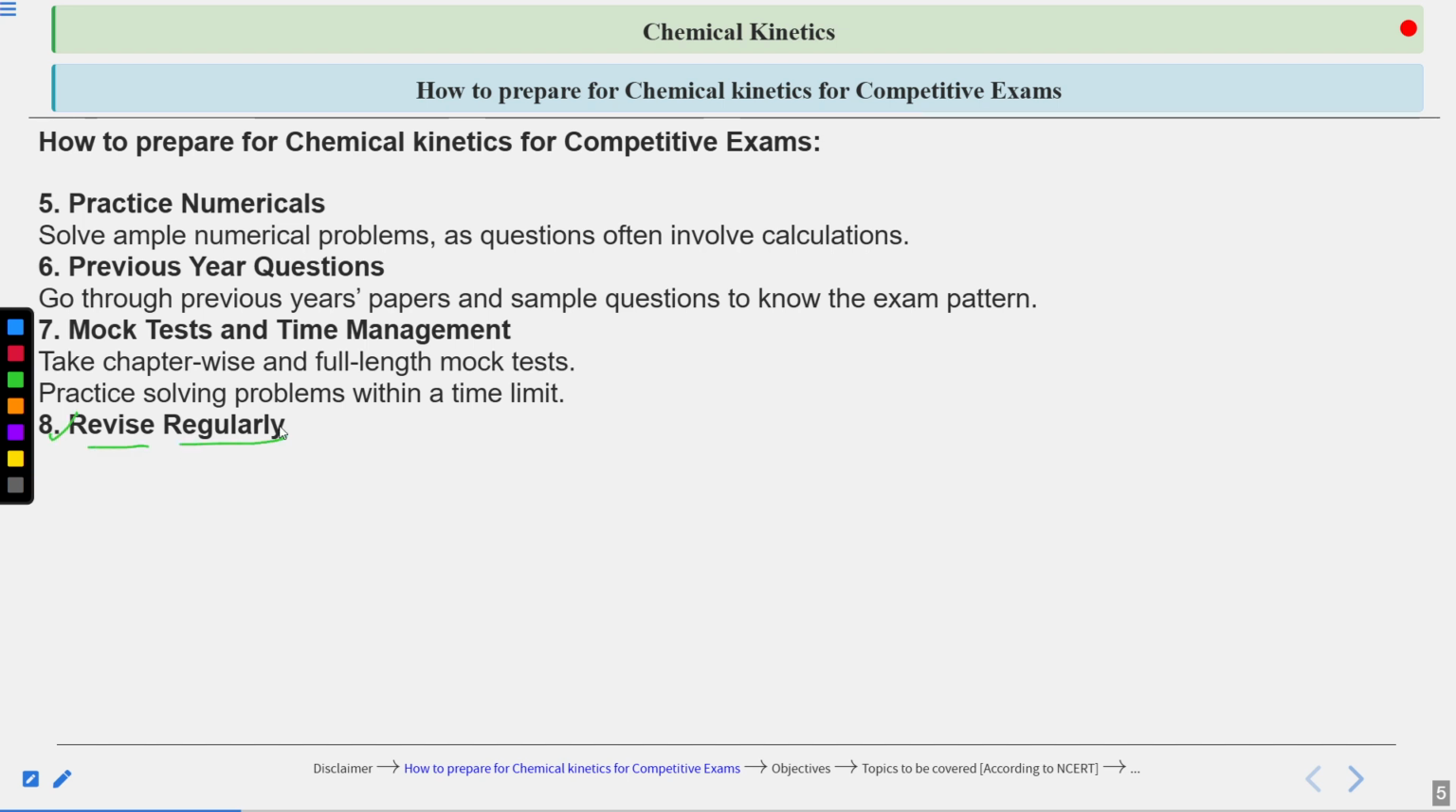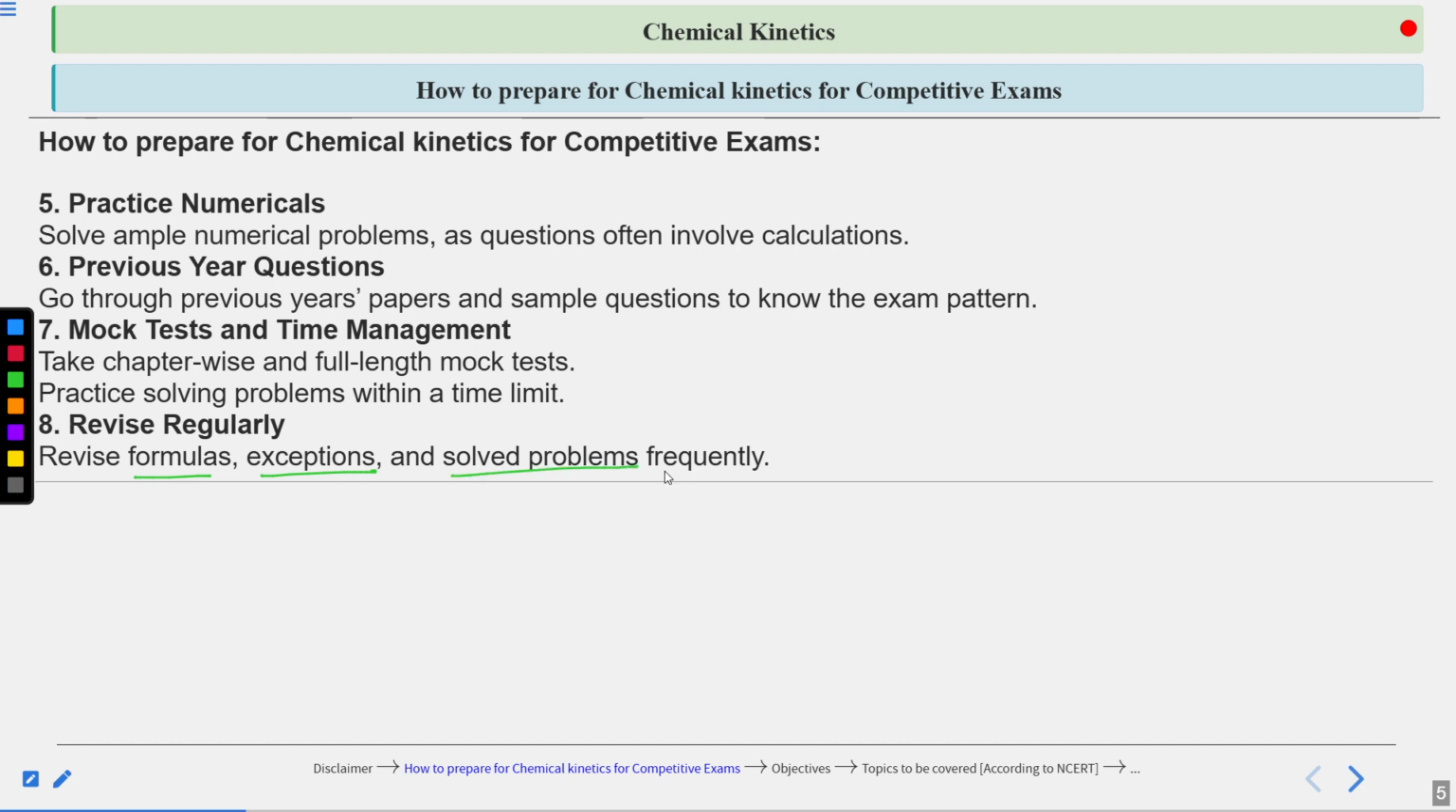Eighth is revise regularly. As you know, our brain has so many things to remember and store, so revising the things you have studied in the past is very, very important. Revise the formulas, exceptions, and the solved problems frequently to stay in touch with the content you have already studied, so that you will not forget anything and your hard work will not go to waste. So revise regularly whatever you are studying: the formulas, the exceptions, even the solved problems.